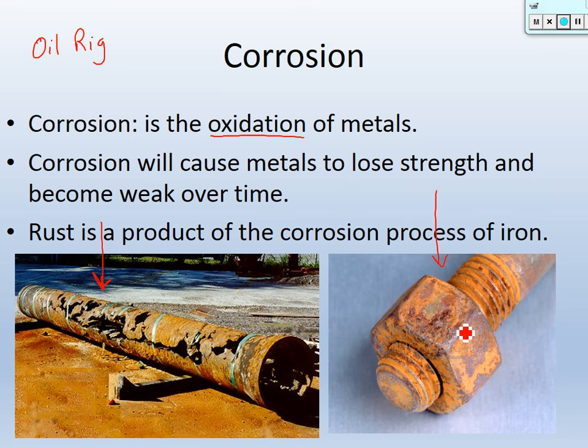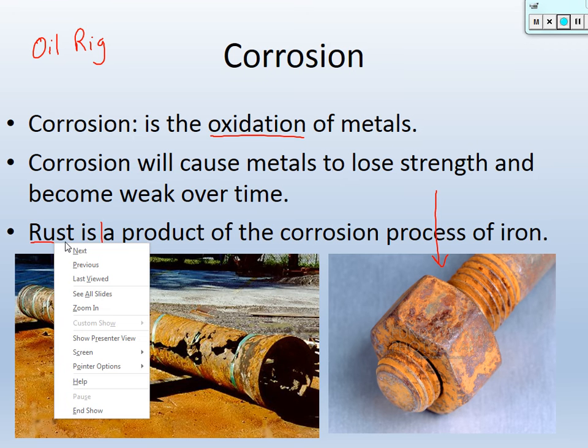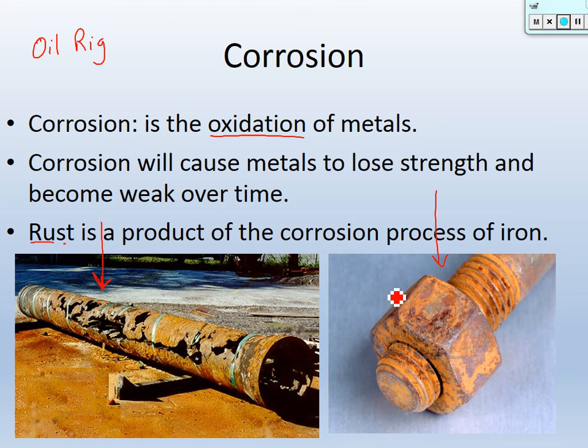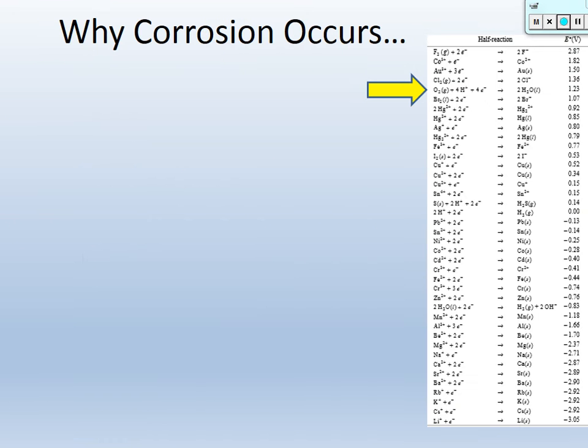Rust. Okay, I guess I should talk about that. Rust is all of this red stuff on this bolt and the nut there. Rust is a product of corrosion. It's part of the corrosion of iron. When iron is oxidized, it forms iron oxide. Iron oxide is a fancy way of saying rust. Okay, so it's just the corrosion of iron.